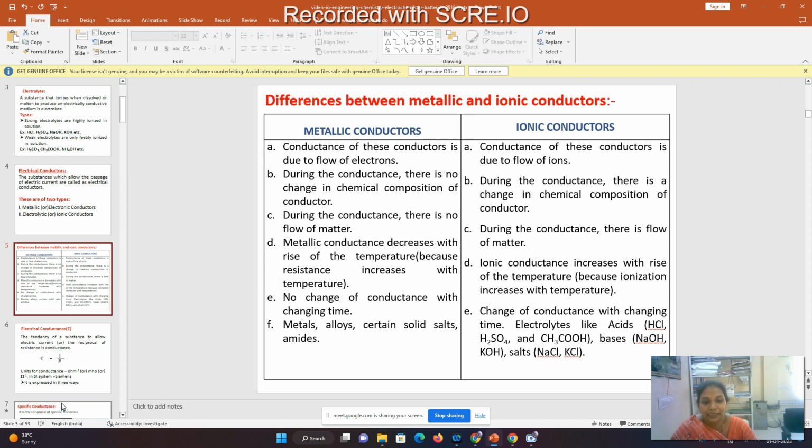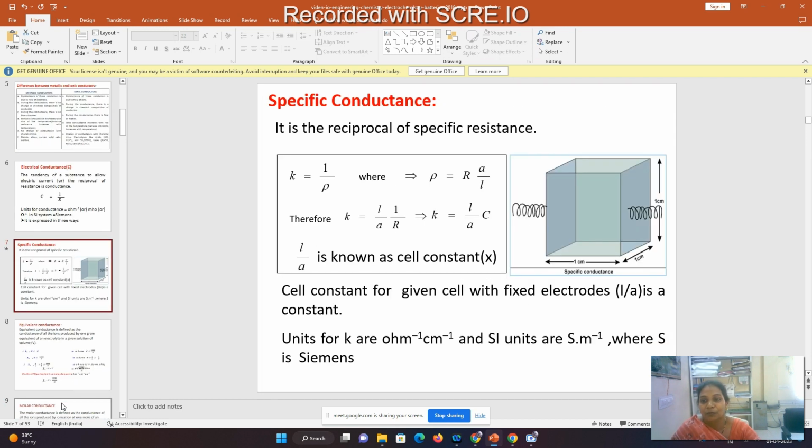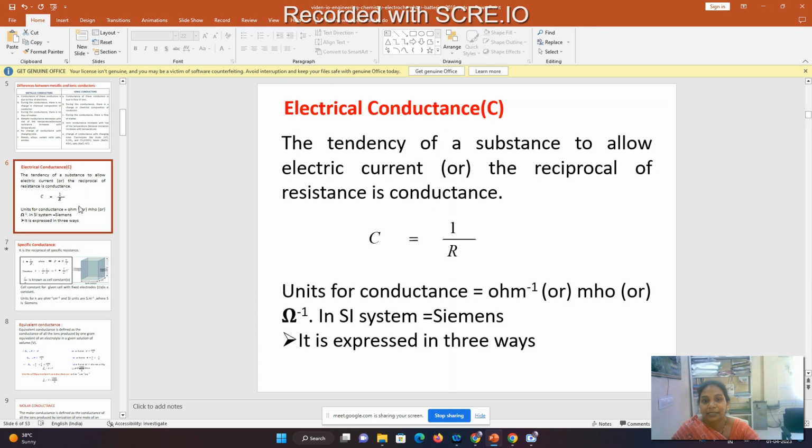Metals, alloys, certain solid salts, amides are examples of metallic conductors. In case of ionic conductors, electrolytes like acids, sulfuric acid, acetic acid, bases like NaOH, KOH, and salts can be used. Next, what is the electrical conductance?